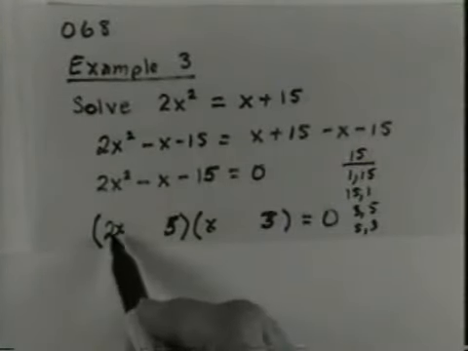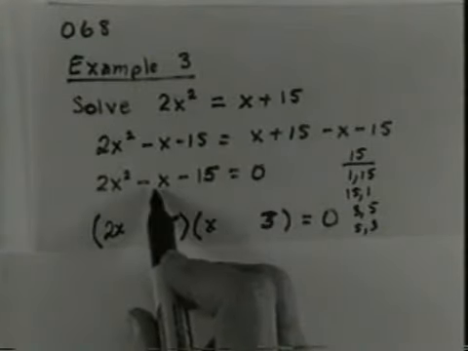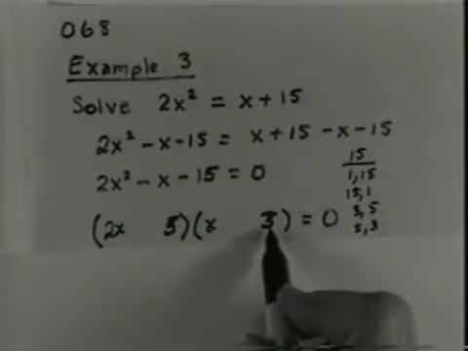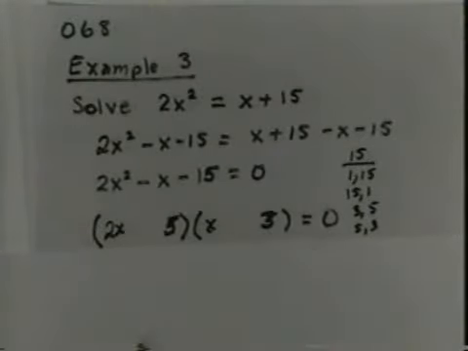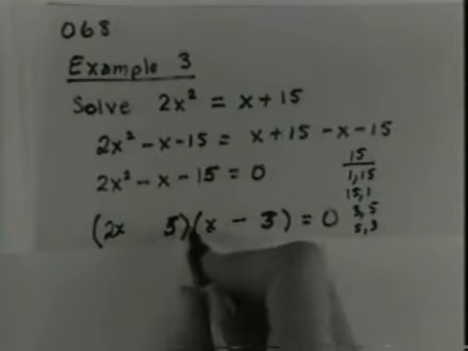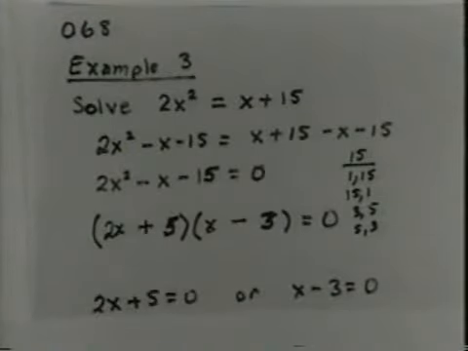Now, what signs do we need? We want 6x and 5x to combine to give us the opposite of x. That means the greater of those values must have the negative sign. So the 6x that we get from the outer must be negative. The 5x we get from the inner must be positive. So our factors are 2x plus 5 times x minus 3 equals 0. Now we can set each of those factors equal to 0.